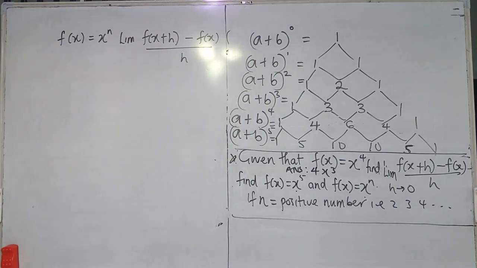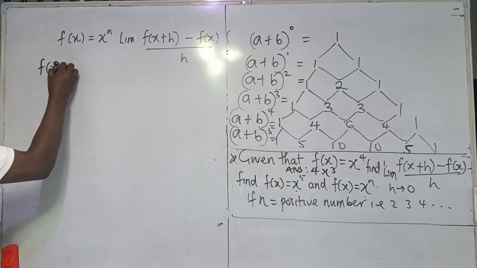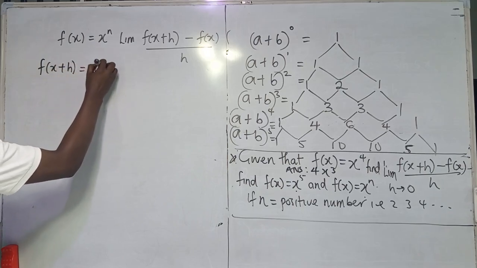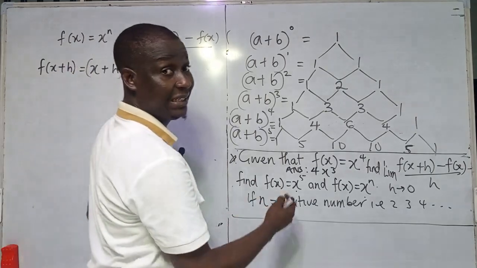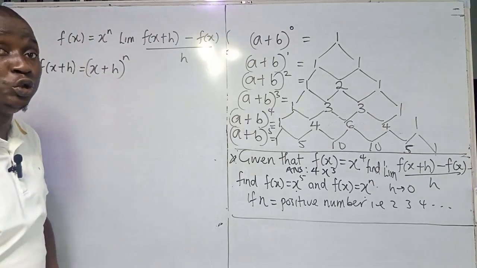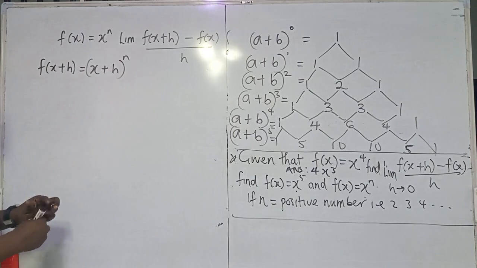Now, what we're going to do is simply what? Our f of x is already given. Let me look for f of x plus h, which is x plus h all raised to the power n. Therefore, don't forget they told us n is a positive number.